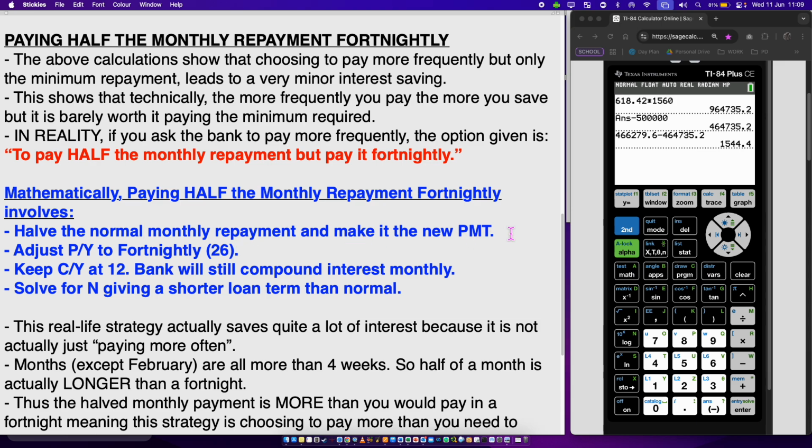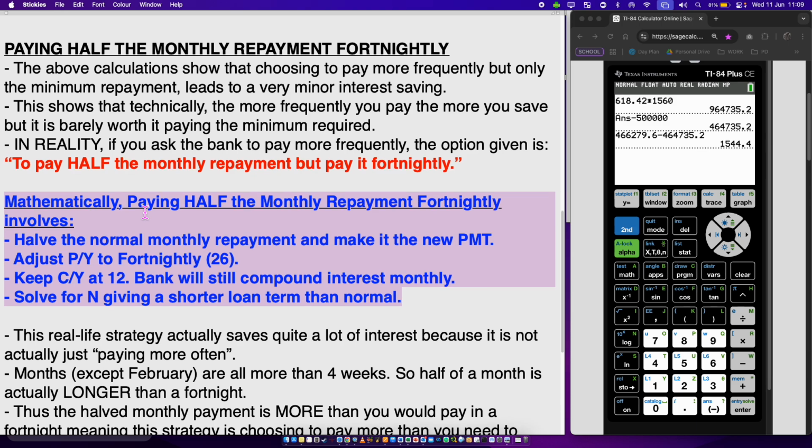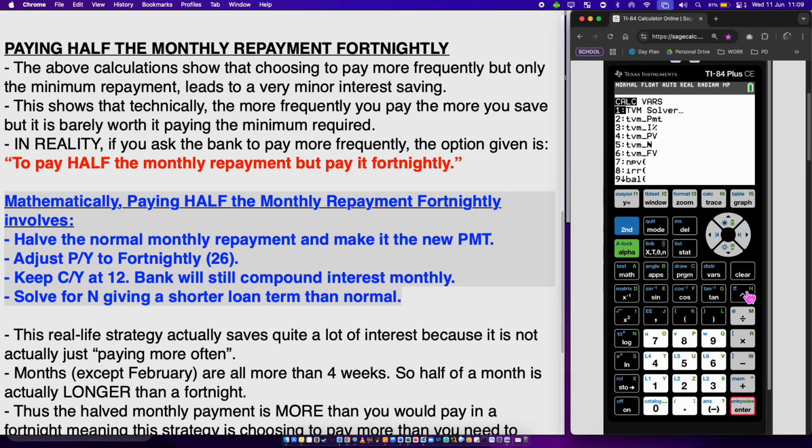Halve the normal monthly repayment, make it a new PMT, change PY to fortnightly, keep CY at 12, bank still compounds monthly, solve for N. Can I give you a few moments? Can you get that about paying half the monthly repayment fortnightly? I'll do the maths on TVM Solver.